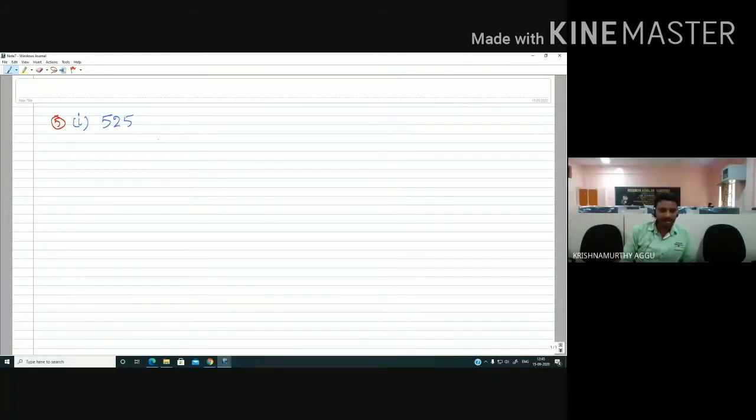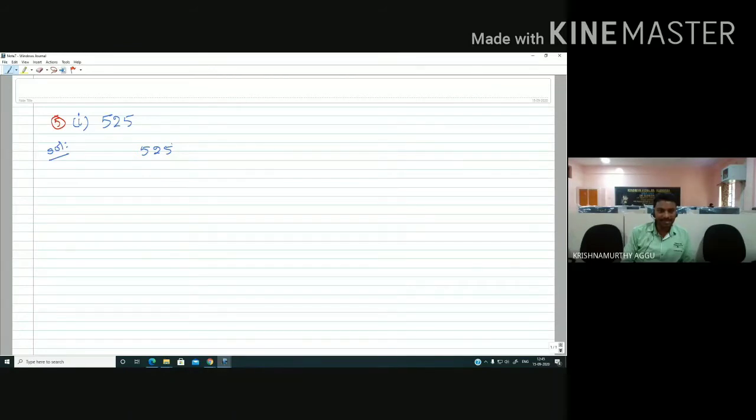525 is the given number. As per the question, it is not a perfect square number. Some number is to be added to make it a perfect square number. Which is the number to be added? That you need to find. So in the solution, how to proceed? Like our previous ones, we are in the chapter of squares and square roots. So let us try to find the square root of 525. It is not a perfect square number, but we will apply the division method.